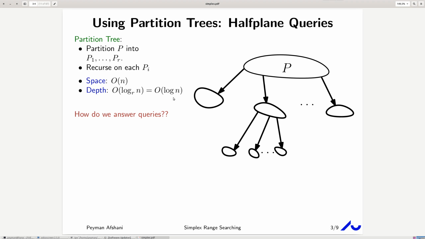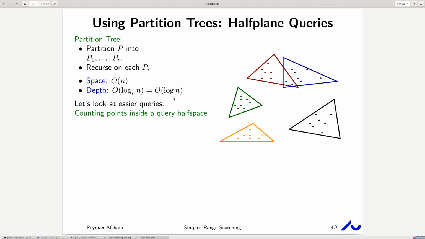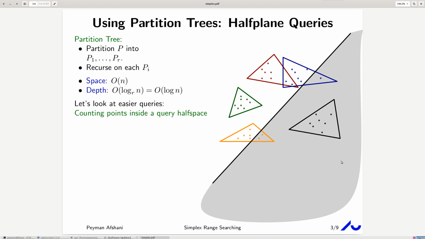How do we answer queries? So that part is quite interesting. So let's look at one picture. So let's say we had this partition from the previous picture. So let's say for the moment that our triangle is a special triangle such that it's so big that it's just half space or half plane. So let's say that is our giant triangle that includes everything inside this half of the plane. And we want to count the number of points inside this half plane.